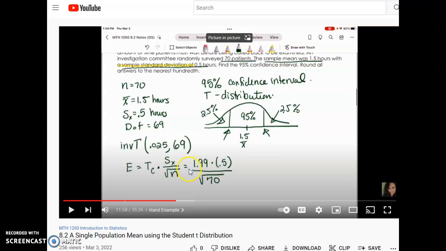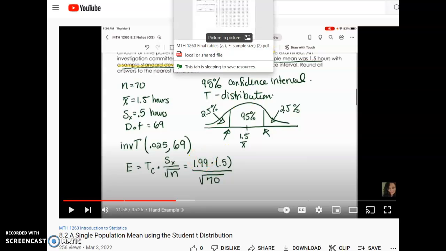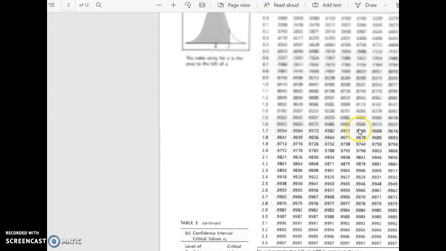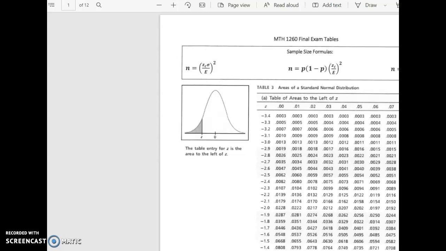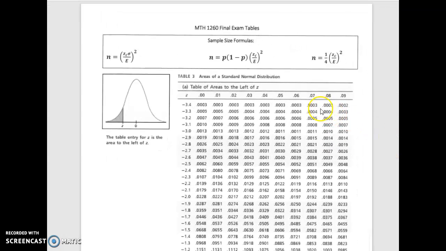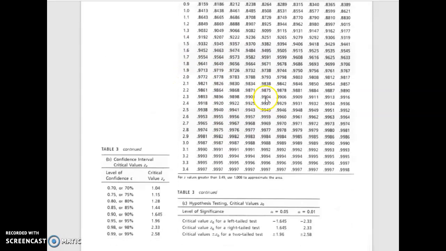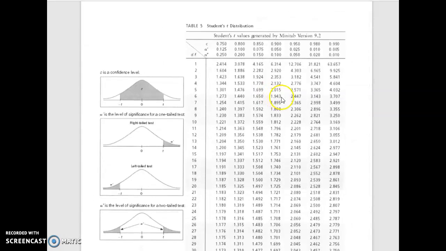Okay, so what we're going to see here is if we can use a table to come up with this 1.99. I have posted tables on Canvas. Let me just scroll to the top here. So this is posted on Canvas. These are, I think, final tables for Math 1260. On the first page, you have the sample size formulas and then a Z table. Second page is the rest of the Z table. But then on the third page here, it's the table that says Table 5 Students T Distribution.